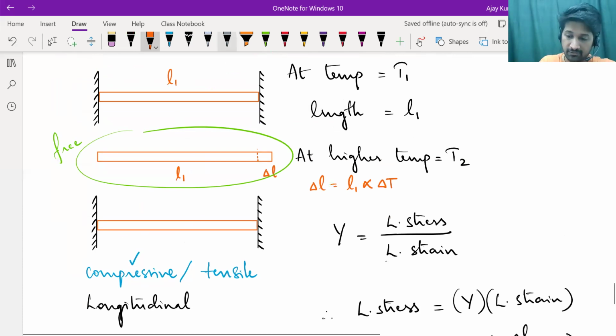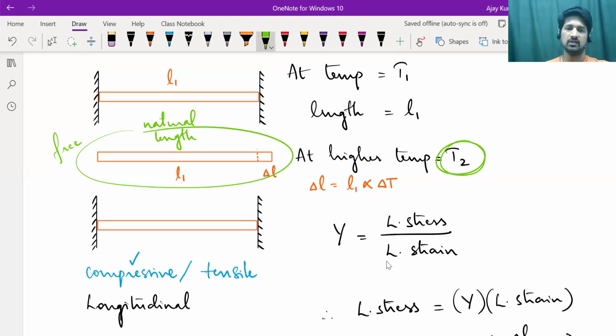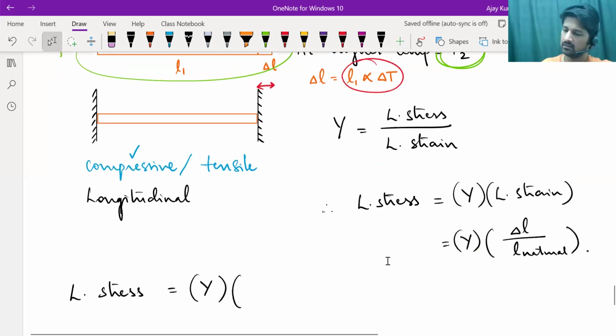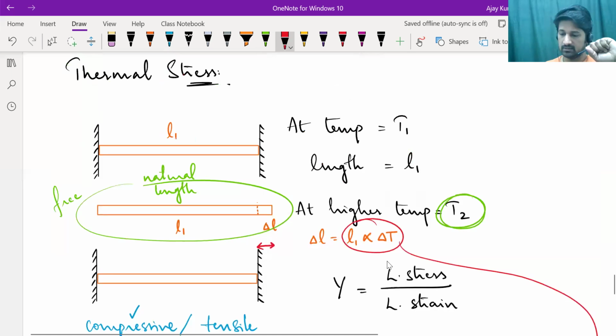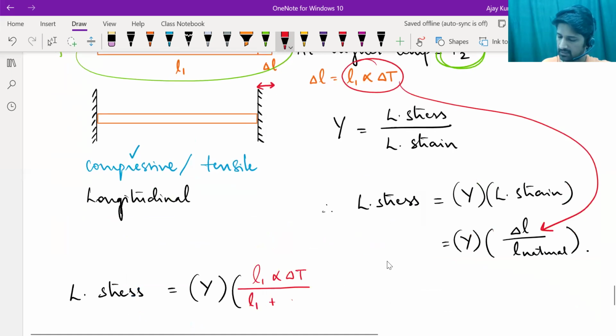So that free length is what you call the natural length. At the new temperature T2, that length is the natural length. Naturally, the rod would be at that length. You are forcing it to take a shorter length. And how much shorter? Delta L. You are forcefully decreasing its length by delta L. So this same delta L, which we got from thermal expansion, can be used here. That is the change in length that you are forcing. So L1 alpha delta T is the forceful change in length divided by the natural length. Natural length is not L1. At the new temperature, natural length is L1 plus delta L.